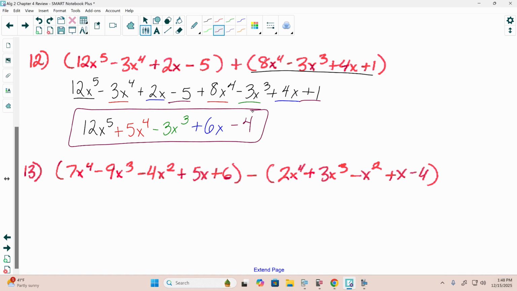Questions on 11 and 12. Questions on us adding two expressions together. Do we want to look at 13 or 14?